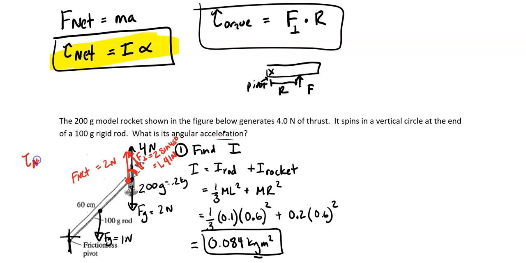So the torque at the end is going to be the force perpendicular at the end times the distance to the pivot. So that is just going to be 1.41 times the distance from that force to the pivot, which is the whole length of the rod, 60 centimeters, which is 0.6 meters. And so that's 0.85 Newton meters.